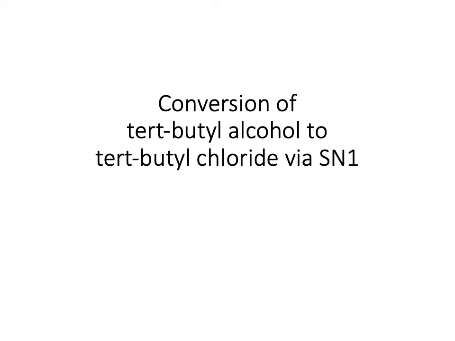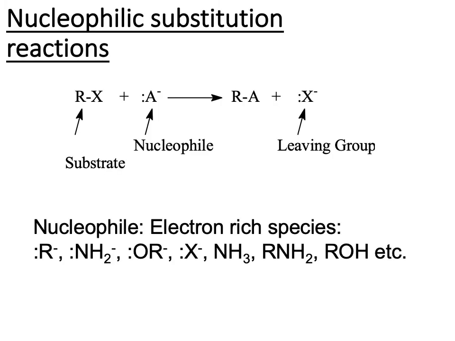Hello everyone, in this session we are going to talk about the conversion of tertiary butyl alcohol to tertiary butyl chloride through an SN1 reaction. The reaction includes a substrate, a nucleophile, and a leaving group. For that we need a weak nucleophile group, which you can see in this slide.